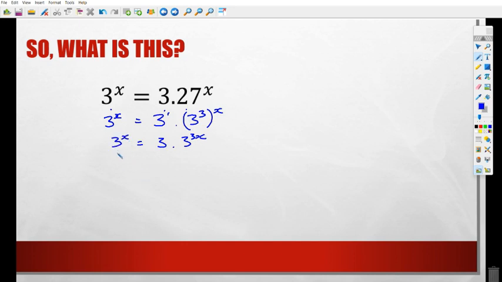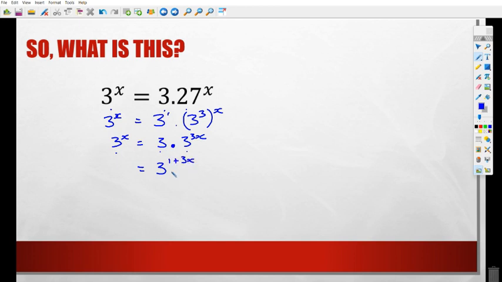I want to get to one base on both sides, so what do I do? You guys know this already. What do I do with same bases when they're multiplying? This dot means that they're multiplying. So I've got base 3 multiplied by base 3, and I add those exponents. So here I actually have 3 to the power of 1 plus 3x.